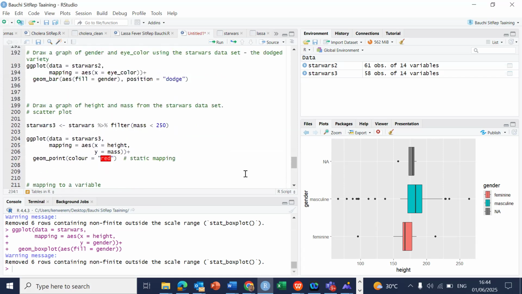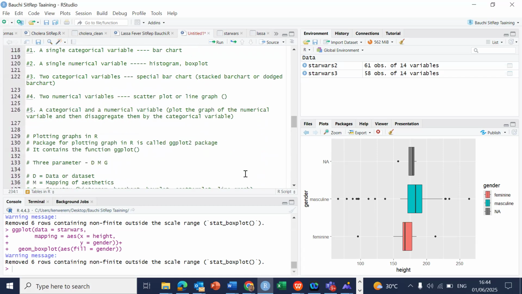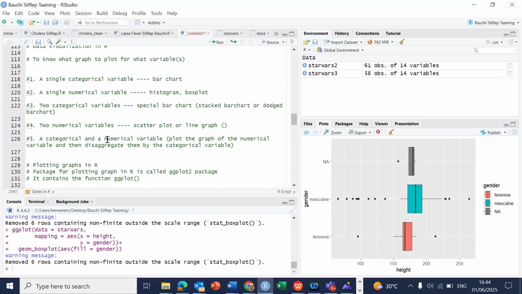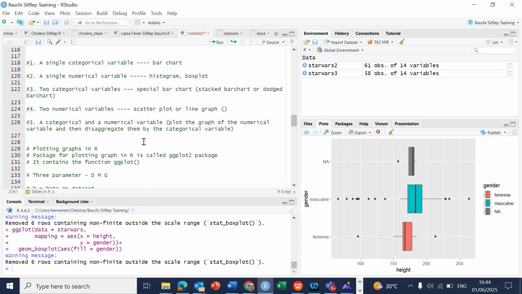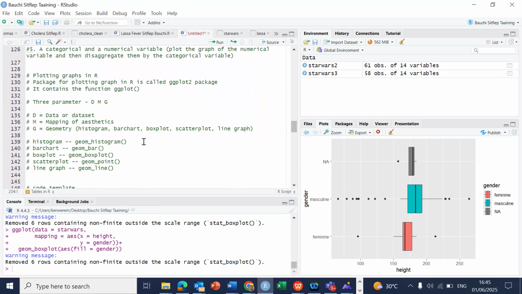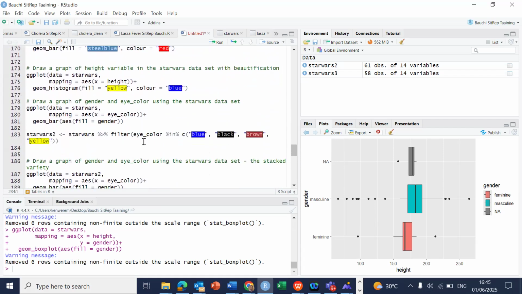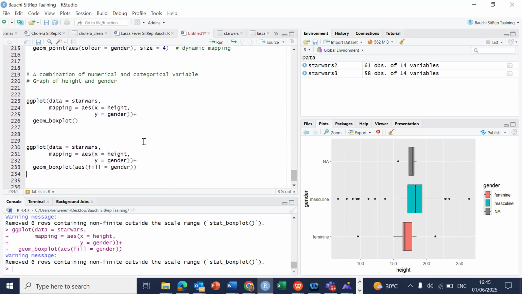So these are the five different plot types. You have single categorical, single numerical, two categorical, two numerical, and then a combination of numerical and categorical. So most of all the graphs you plot will follow this pattern.